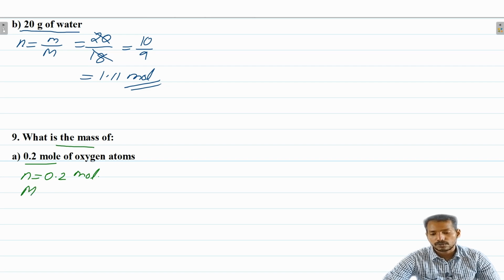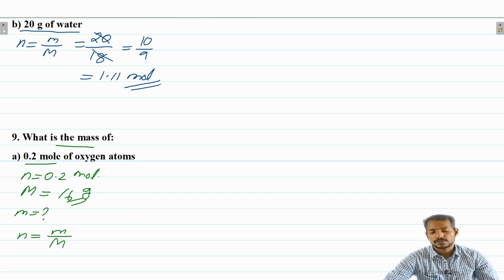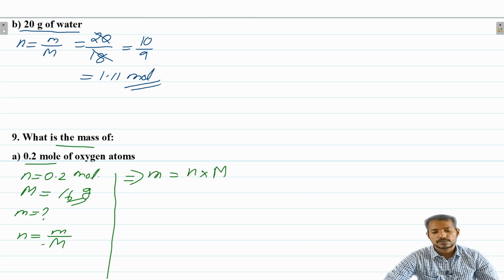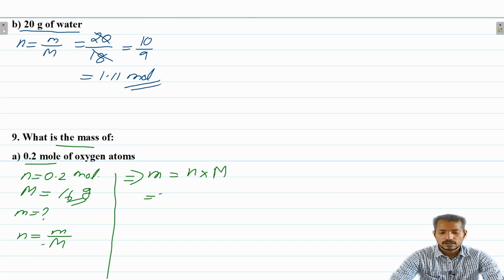So molar mass of oxygen atom is equal to 16, because atomic mass of oxygen atom is 16. So the molar mass of oxygen atom will be 16 gram. The given mass we have to find. So what is the basic formula we have? n is equal to m divided by capital M. Okay, so just take this capital M to here. So we modify this formula, we will get m, small letter m, is equal to n into capital M. Clear?